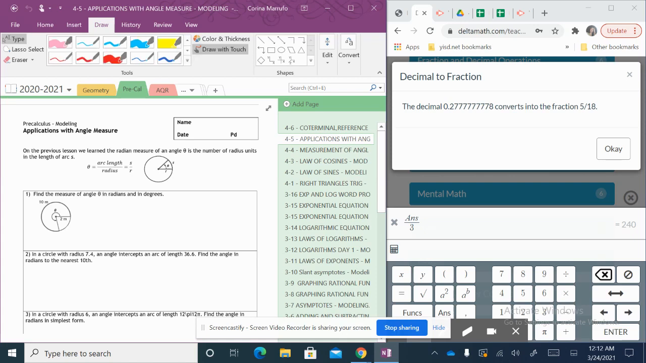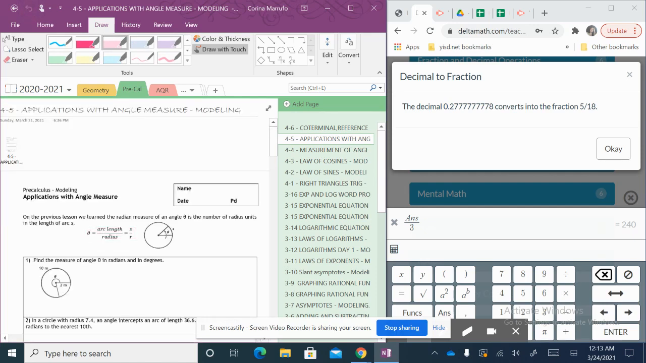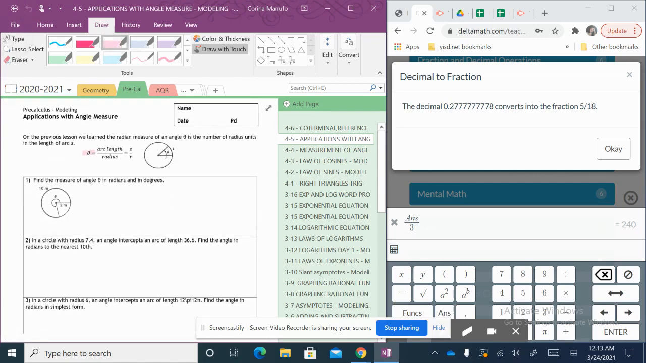So this is a formula that we're going to be following, that we need to keep handy here. So theta equals s over r, where s stands for your arc length, and the r stands for your radius, which is this part right here.